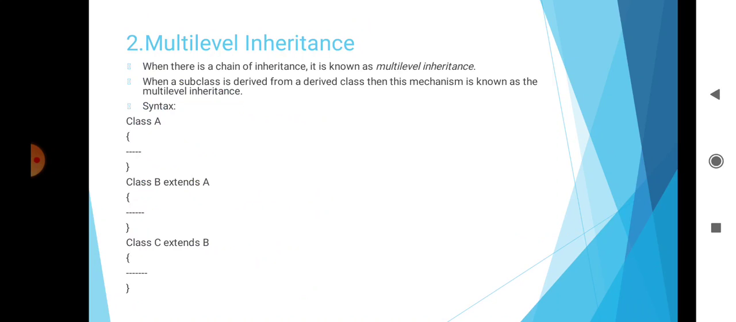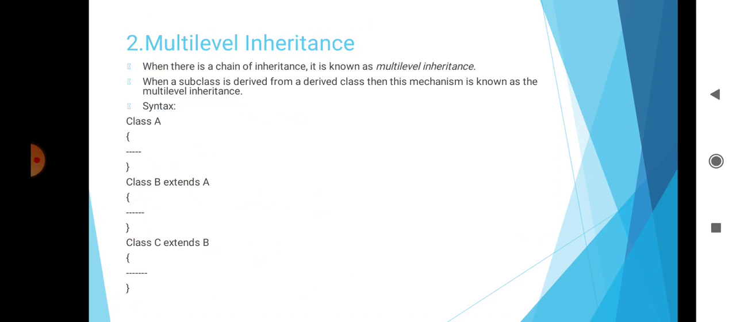Then the second type is multi-level inheritance. We can create any number of layers in the inheritance as we want. This is called multi-level inheritance. This hierarchy can be created at any level of inheritance. When a subclass is derived from a derived class, this mechanism is known as multi-level inheritance. Where there is a chain of inheritance, it is also known as multi-level inheritance.